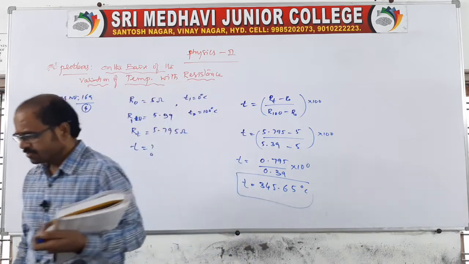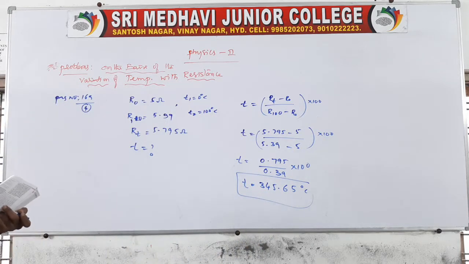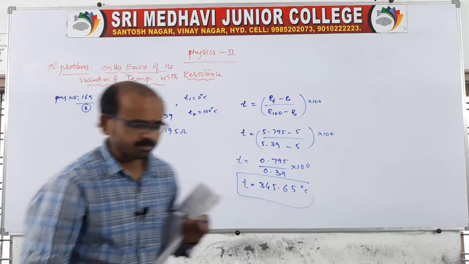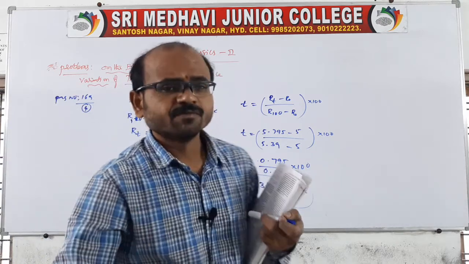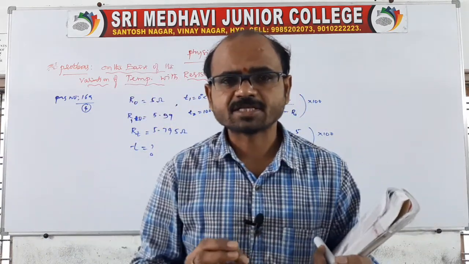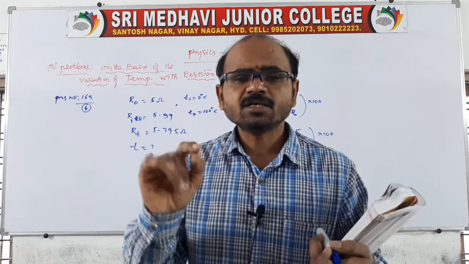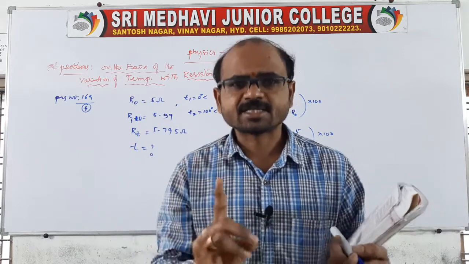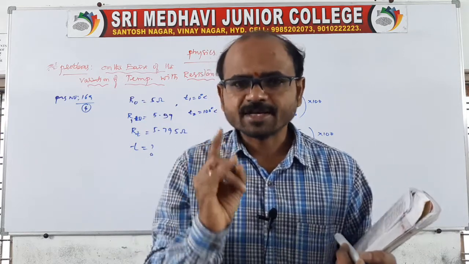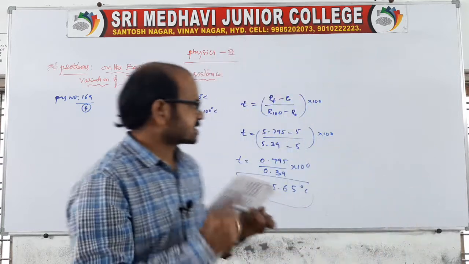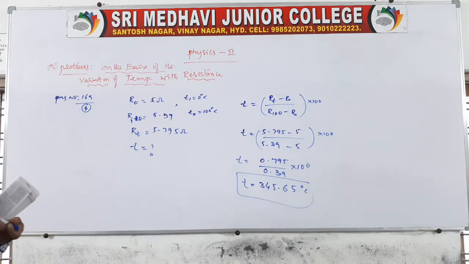This question is there in the first year, because we have the temperature chapter. In the temperature chapter, we have different types of thermometers, like the platinum wire resistance thermometer. For the platinum wire resistance thermometer, the formula is T equal to RT minus R0 by R100 minus R0, into 100. So we can use it like this.